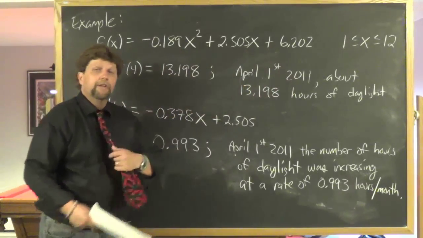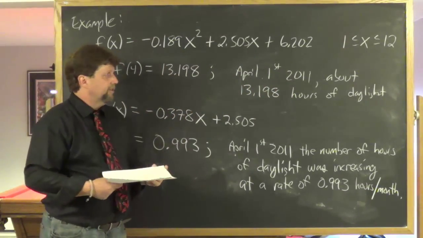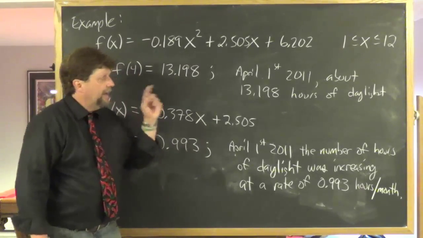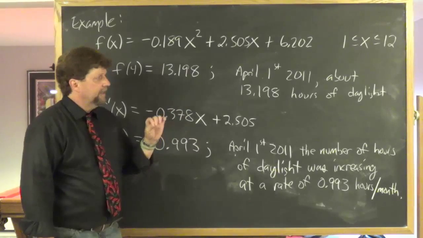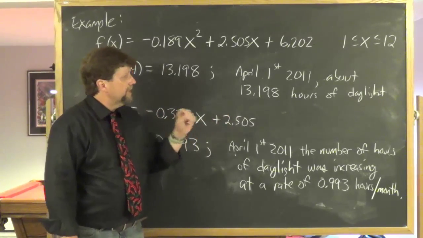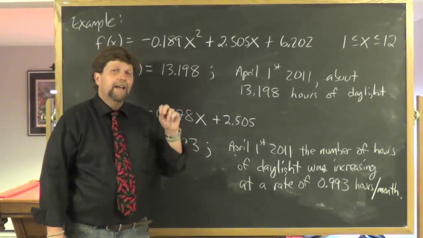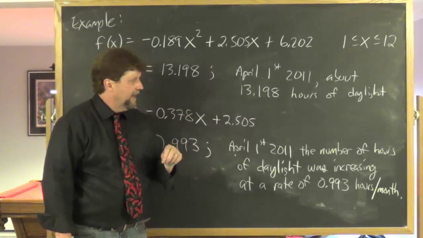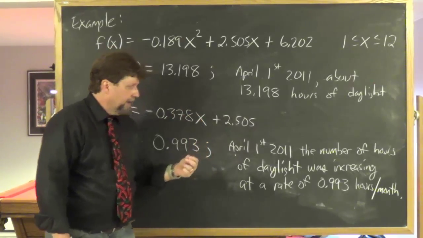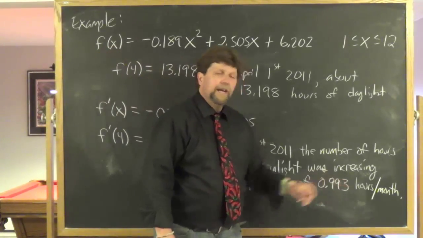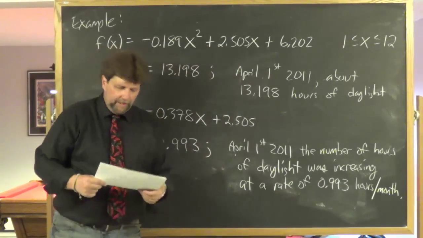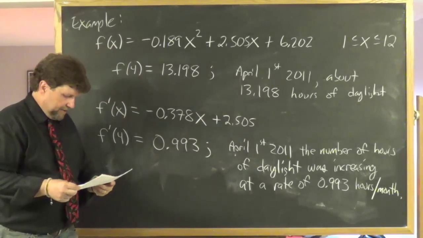So, we could actually look at an Uber interpretation here, if you would, combining these two together. I could say on April 1st, 2011, in Joliet, Illinois, there was about 13.198 hours of daylight, and that number of hours of daylight was increasing at a rate of 0.993 hours per month. But I didn't. I wrote down the interpretation separately as indicated in the directions.